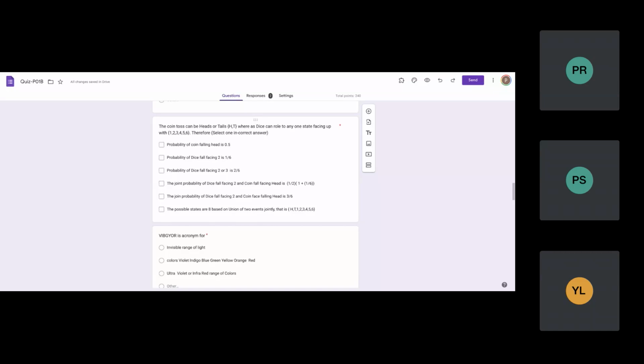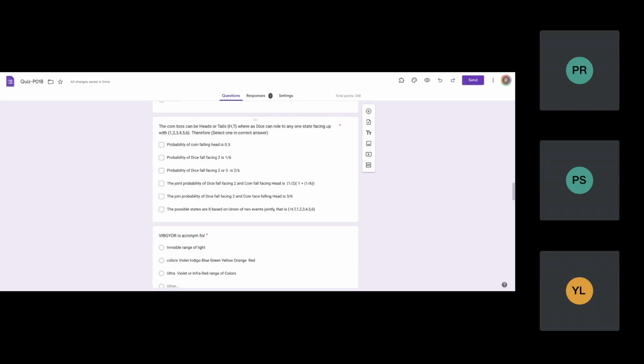I think the third one is also, so you can take a fourth or fifth, whichever you want. You can take both also, but I only asked you to select one incorrect answer. There are multiple incorrect answers in this. The last one, the possible states are 8 based on the union of two events. That is also correct, but we have to take only the incorrect one.